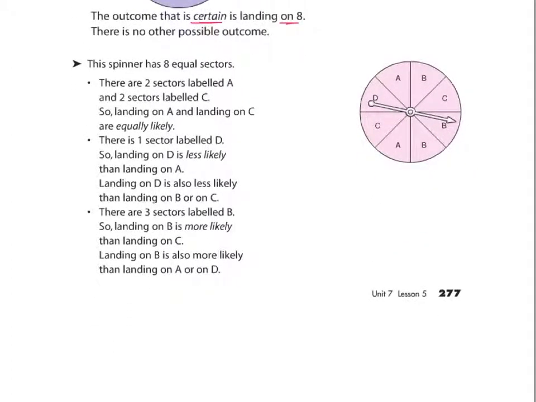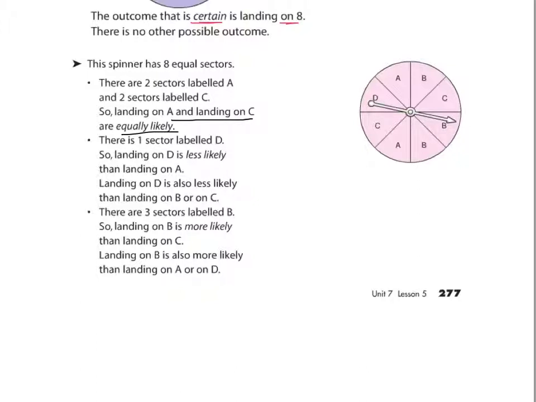Here we have another spinner. This spinner has 8 equal sectors. They're all the same size. It has 2 sectors labeled A, 3 B, 2 C, and 1 D. Well, now they're not all equally likely. What is equally likely? Well, let's take a look. A has 2, C has 2. So they would be considered equally likely, A and C.